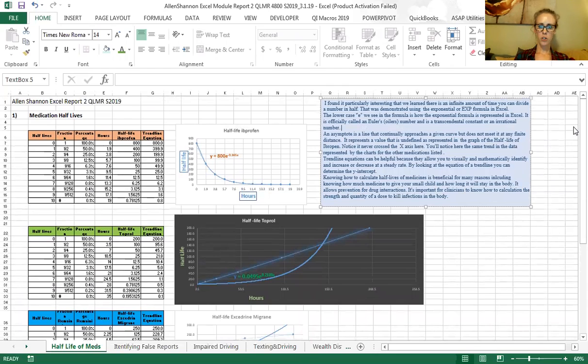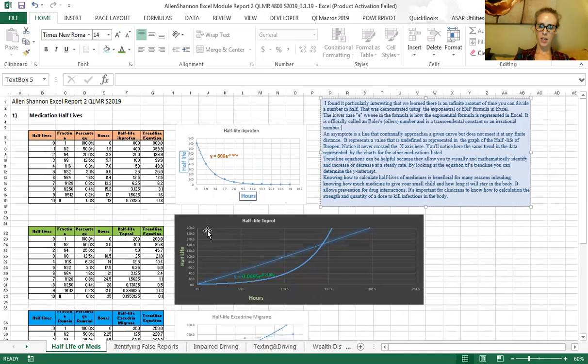So I found it particularly interesting that we learned there's an infinite amount of times that you can divide a number in half. That's demonstrated on this chart right here using the exponential or EXP formula in Excel. The lowercase e that we see in the formula is how the exponential formula is represented in Excel. It's officially called Euler's number and is a transcendental, constant, or irrational number.